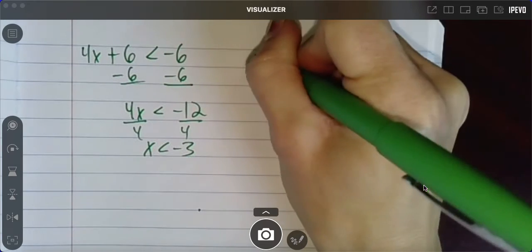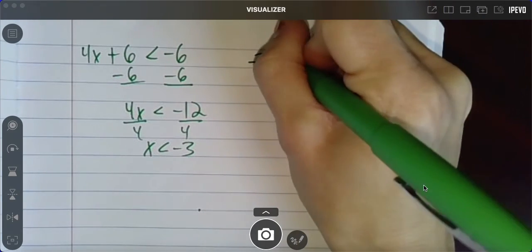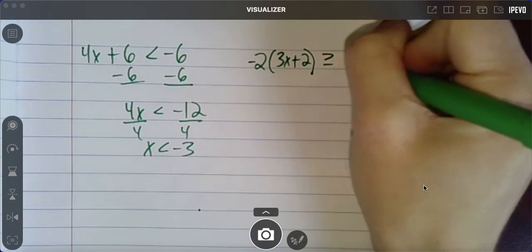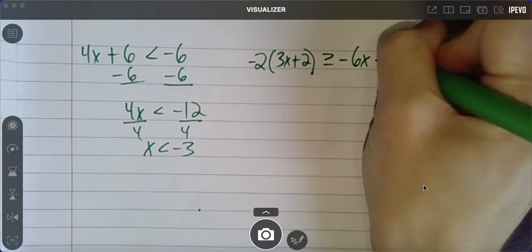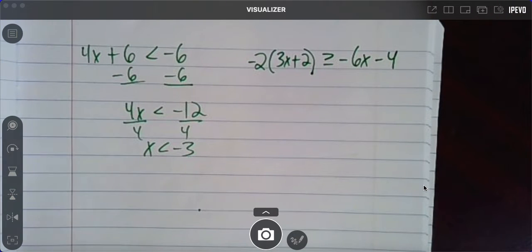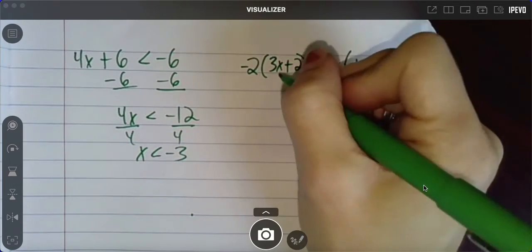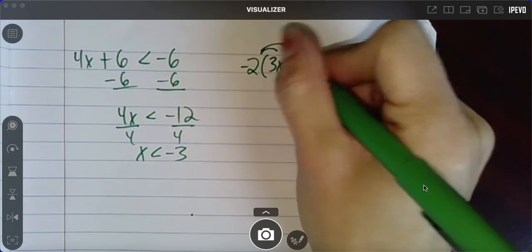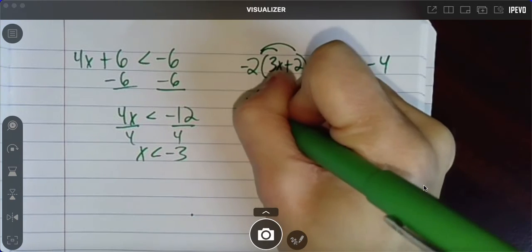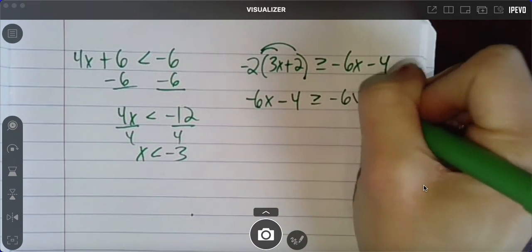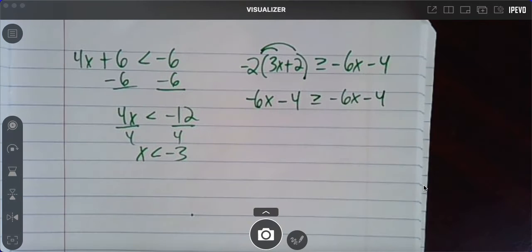All right, let's look at this one. Negative 2 times 3x plus 2 greater than or equal to negative 6x minus 4. So I'm going to do what? Distribute my negative 2, right? Let's do that first. That means multiply it to everything inside parentheses, there and there. Negative 6x minus 4 greater than or equal to negative 6x minus 4.